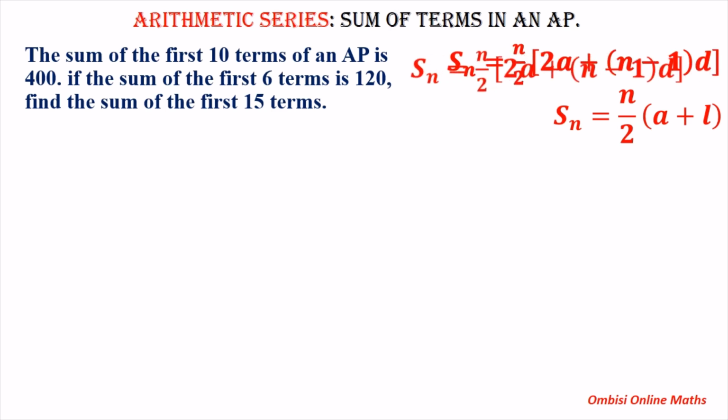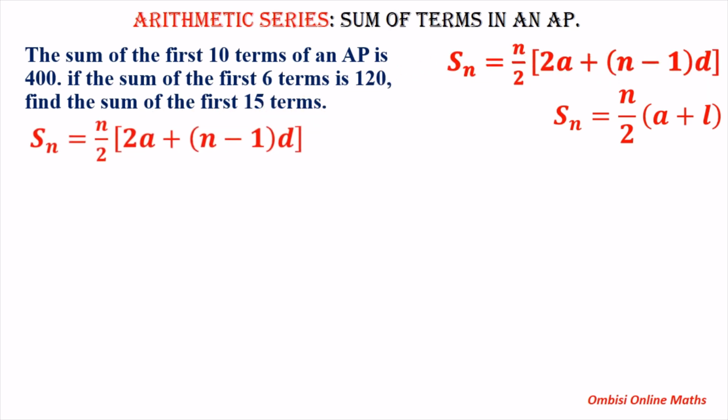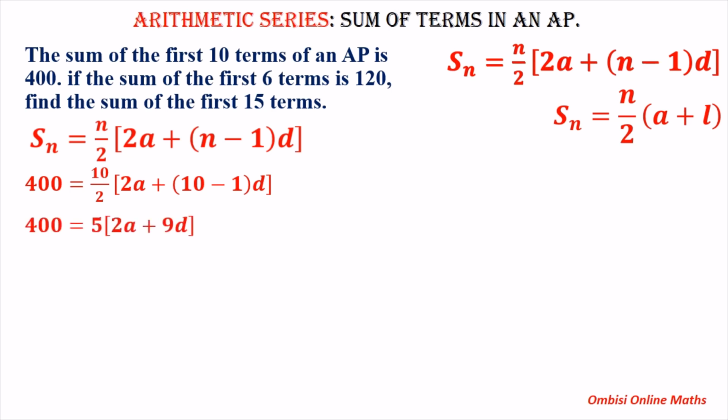Now, we know very well that the sum of n terms is given by this formula. So the sum of the first 10 terms is 400. So S of n is 400 and n is 10. So you equate it in the formula, you end up with this one, which simplifies down to this one. And this one can be simplified further into 400 equals 10a plus 45d. So this one, we call it equation 1.